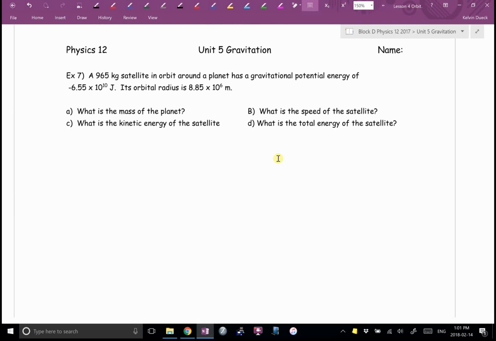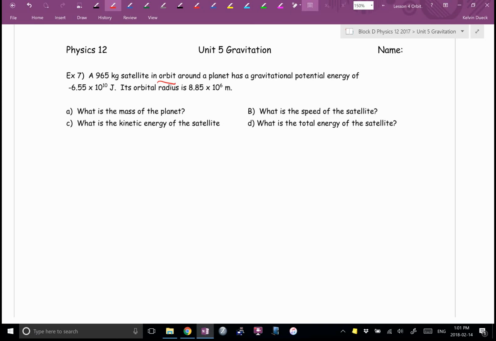A satellite in orbit, that's always important because that means I can calculate a lot of stuff. Has a gravitational potential energy of that. Its orbital radius is that. Did they give me a radius or an altitude? They give me a radius. That works. No, that's good.